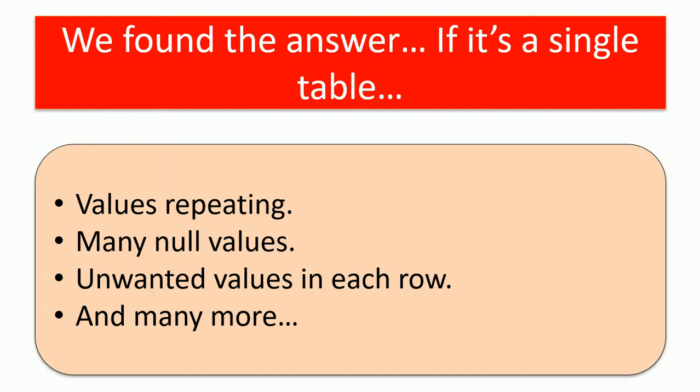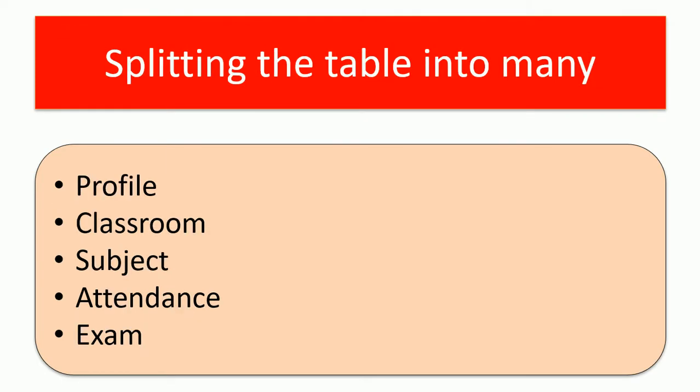So now what we will do is, we will split this table into five different tables. So the student profile table will hold only the student register number and his address and location. Then the classroom table will hold the student register number and section name alone. Then the subject table will hold the student register number and his registered subject, followed by the attendance table, which will hold the register number and attendance percentage of the particular student. And then finally the exam table will hold the register number and exam marks.